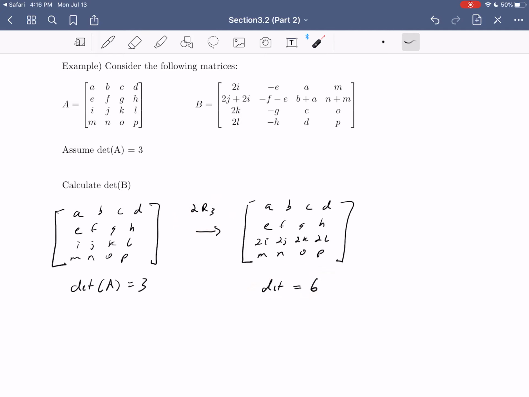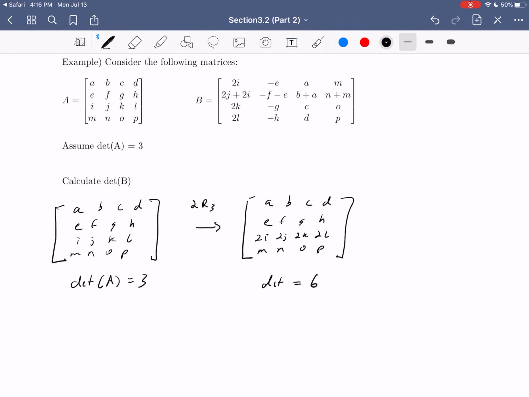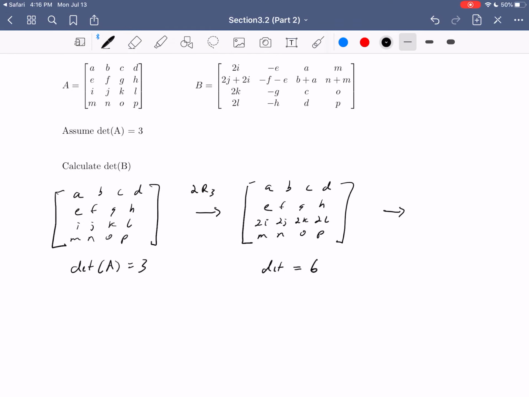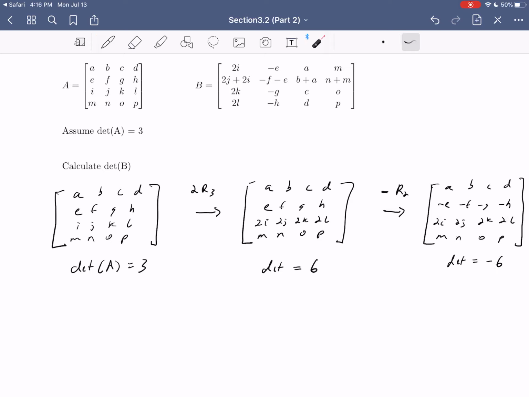What else do I notice here? Well, at some point I'd like to do the transpose, but I might also notice that E, F, G, H all have negative signs, so probably a good idea to negate that row as well. So let's go ahead and negate row 2. Now we'd have the matrix A, B, C, D, negative E, negative F, negative G, and negative H, and then 2I, 2J, 2K, 2L, M, N, O, P. Since we multiplied a row by a negative, we know that the determinant of this matrix is now negative 6. Okay. Everything else is starting to look good.